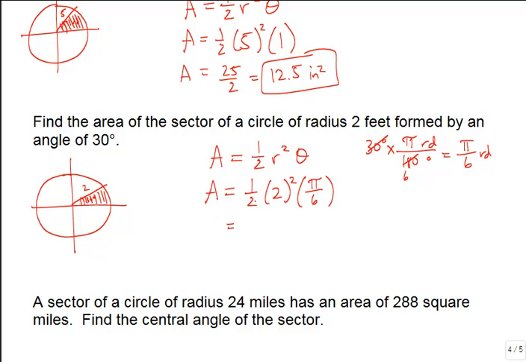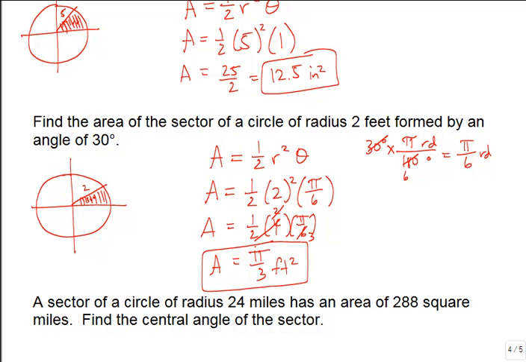Then if we go to simplify, we get 1/2 times 4, which reduces to a 2. That 2 goes into this 6 3 times, so we're going to end up with pi over 3. And the units on this would be the squared units of your radius. Since my radius was in feet, and I'm squaring that radius, this would become feet squared. So area should always have squared units.